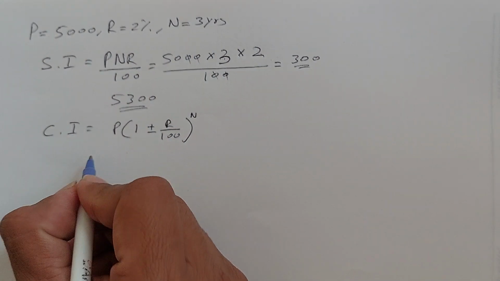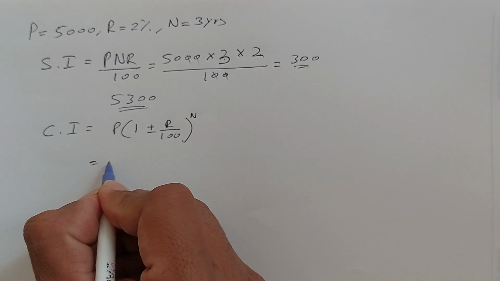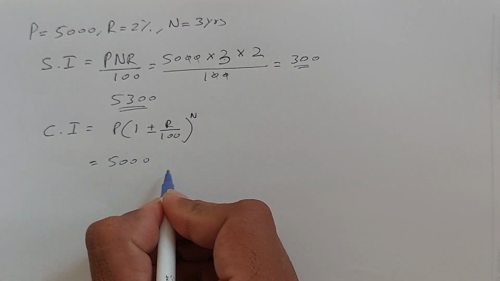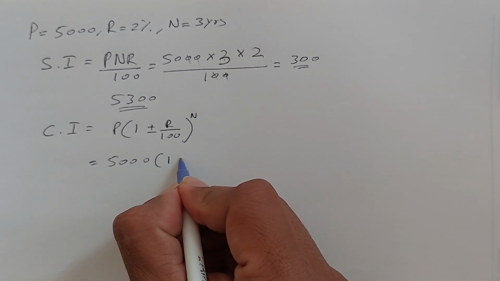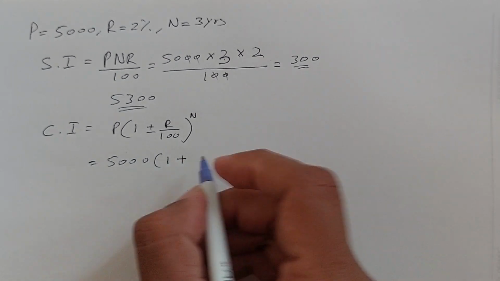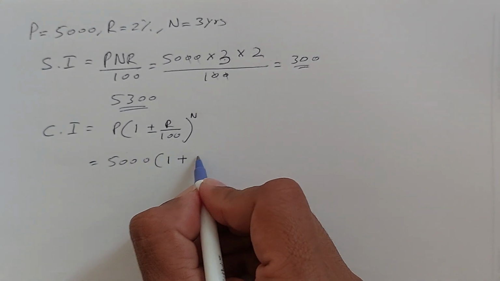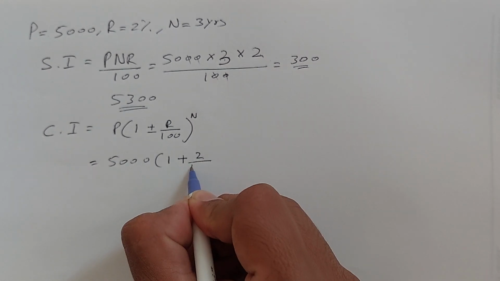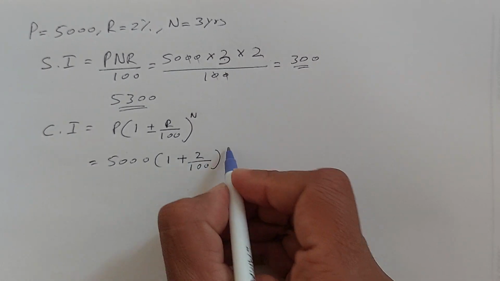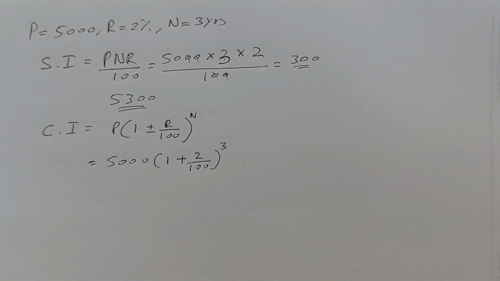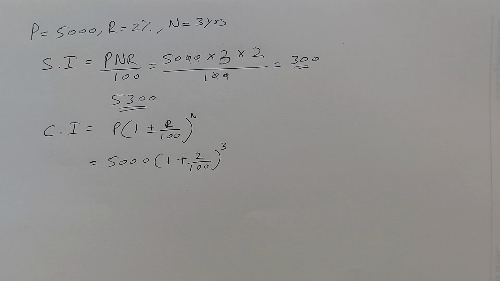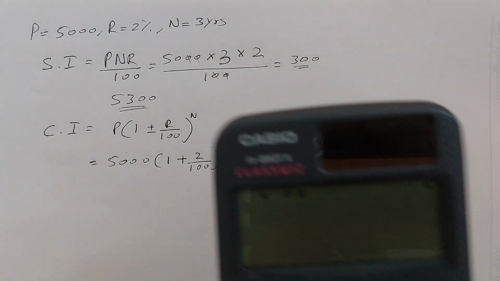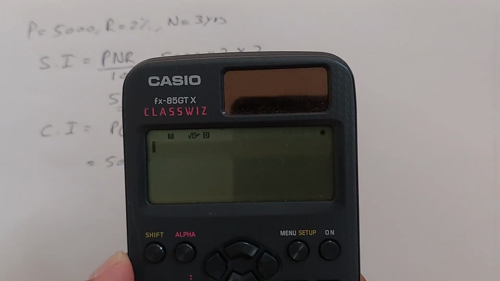Like for compound interest, P is our 5,000. 1 is 1. Here we are using plus because we're putting the value in. R is rate of interest, which is 2 over 100. Number of years is 3. Well, you can put this on the calculator straight and get the value. I'll show you how to put this on the calculator exactly. Like, if you can see my calculator.